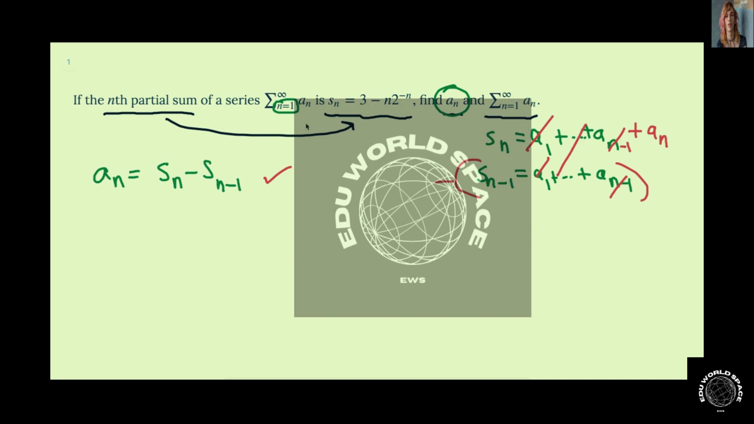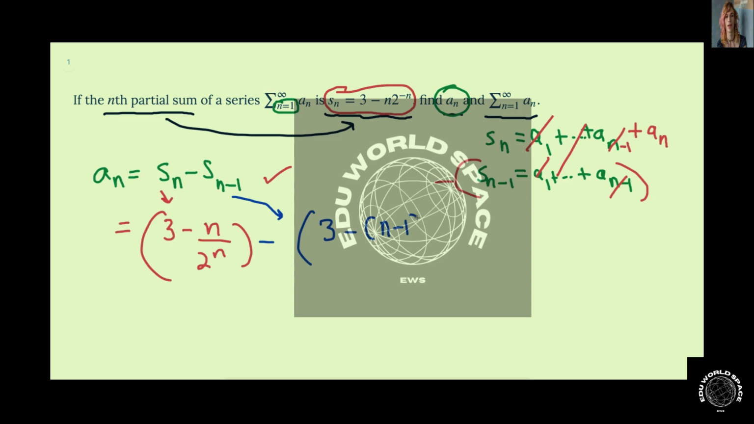Now, since we have a formula for S_n, we can use this. So we have (3 minus n over 2 to the n) for S_n, but then we also have minus S_{n-1}. So just replace all of the n's in the formula with n minus 1. Then this can be simplified. We can cancel the 3's, and then we have (n minus 1 over 2 to the n minus 1) minus (n over 2 to the n).